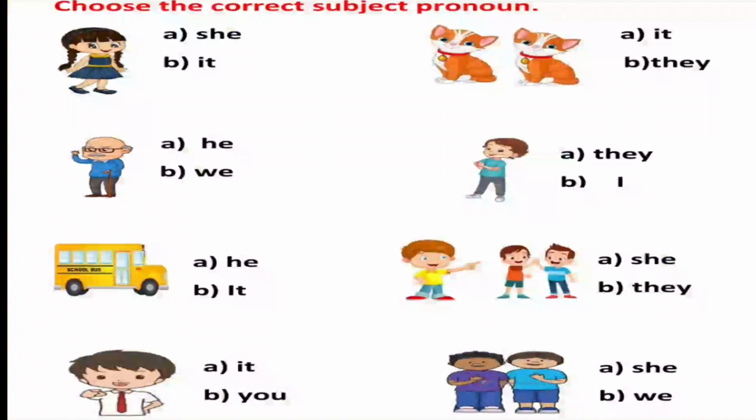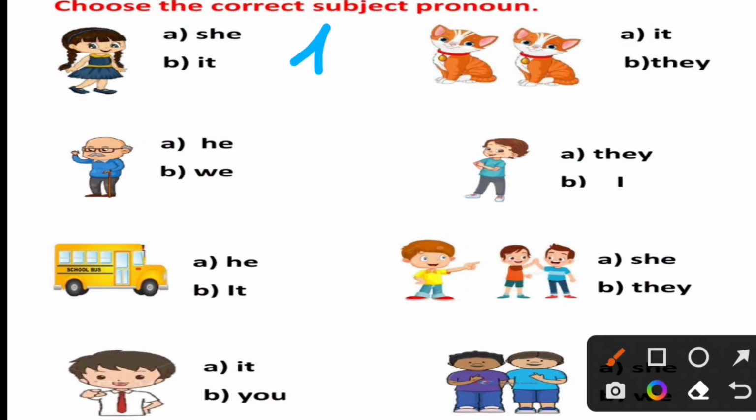Let's choose the correct subject pronoun together. Picture 1. The correct subject pronoun is she because of the girl. Picture 2. The correct subject pronoun is he because of the man. Picture 3. The correct subject pronoun is it. Why? Because of the bus. Picture 4. The correct subject pronoun is you because he shows you.